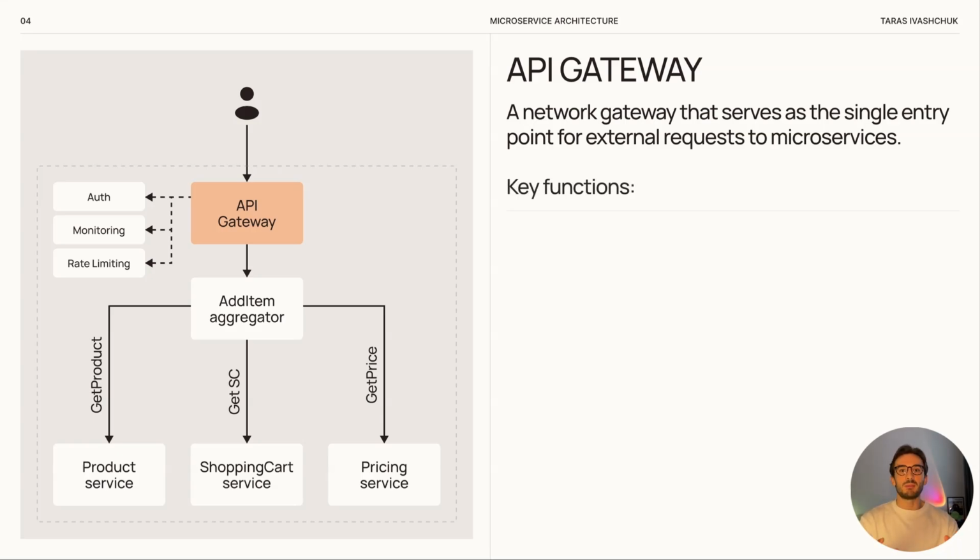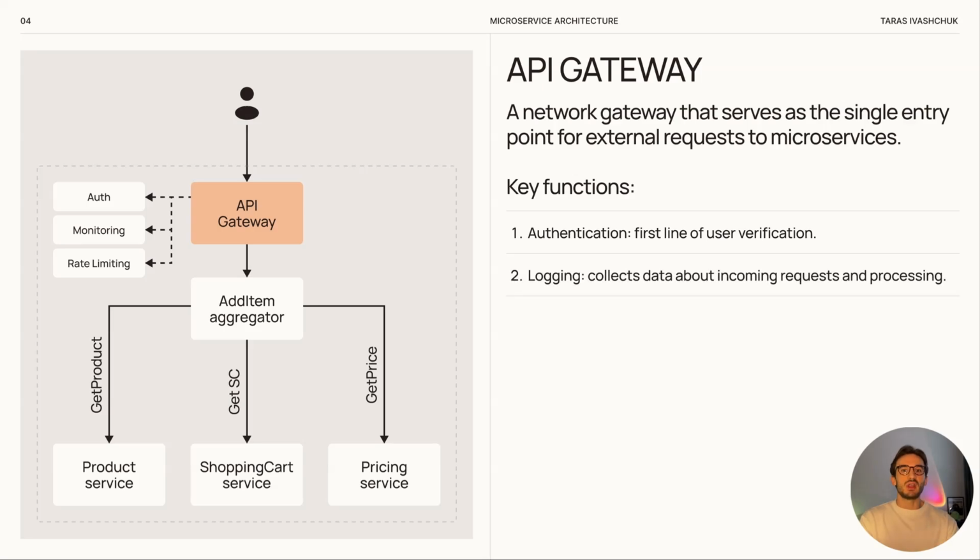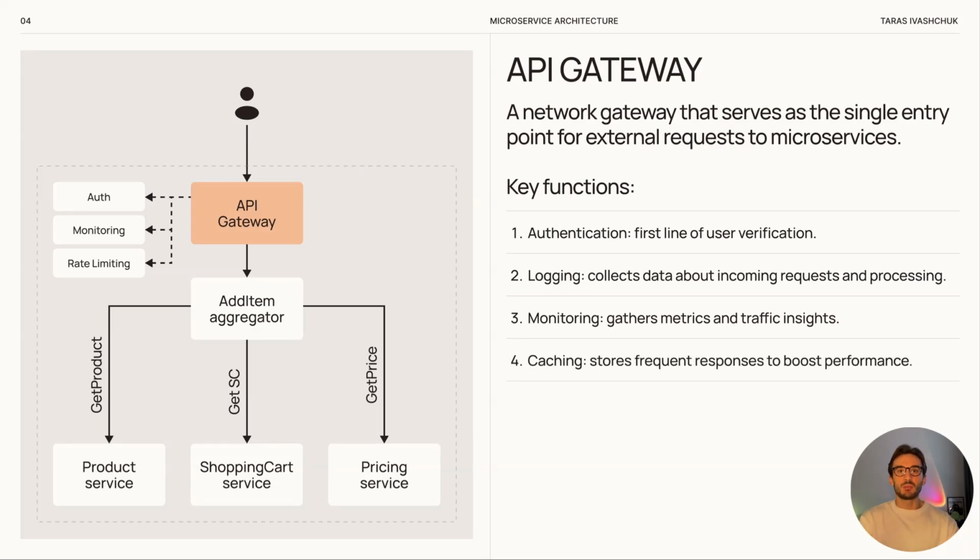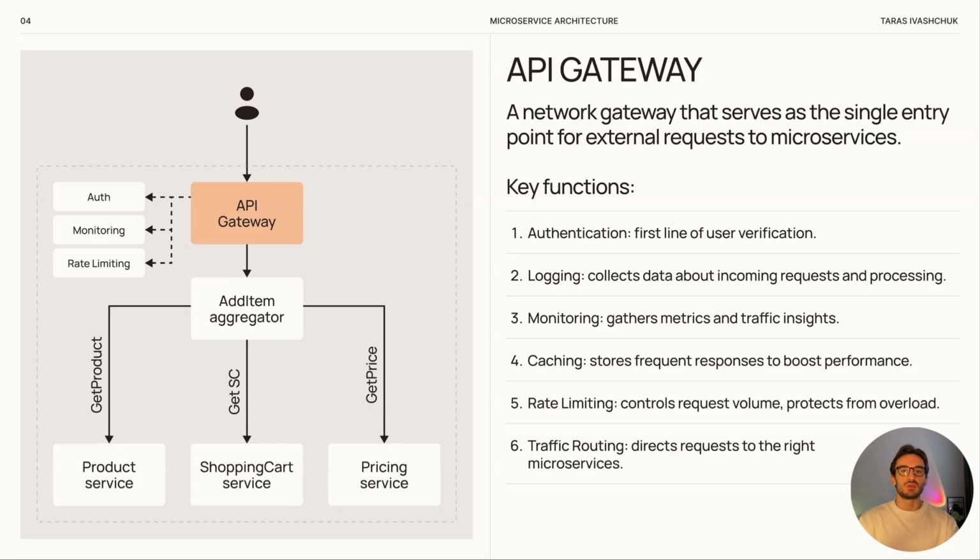Some key functions of API gateway include authentication. The gateway can perform the first user check. Logging. It collects information about incoming requests and how they are processed. Monitoring. It gathers metrics and traffic data, which is very important to understand system health. Caching. It stores responses for frequent requests. Request control. It allows setting limits on the number of requests to protect the system from overload. Traffic routing. It forwards incoming requests to the right microservices based on defined rules.